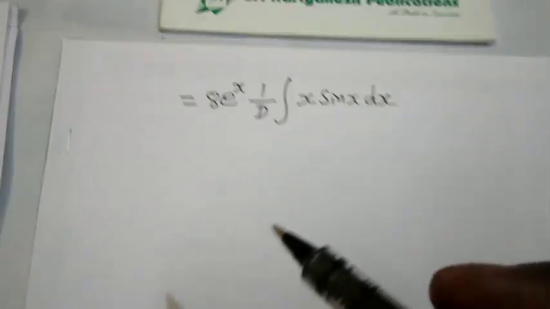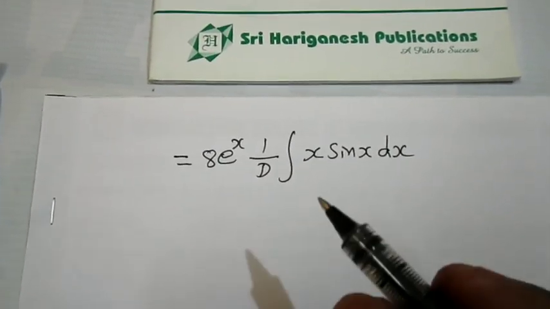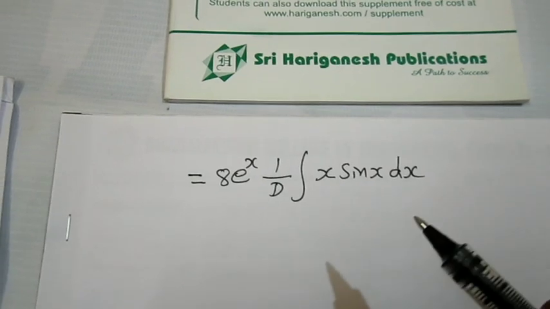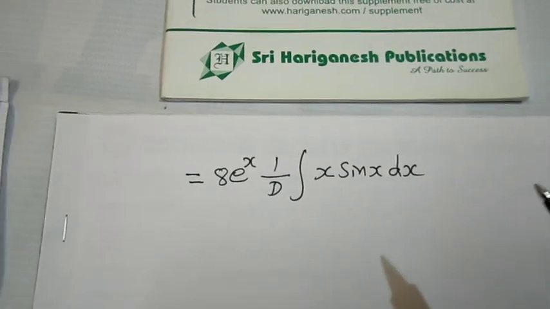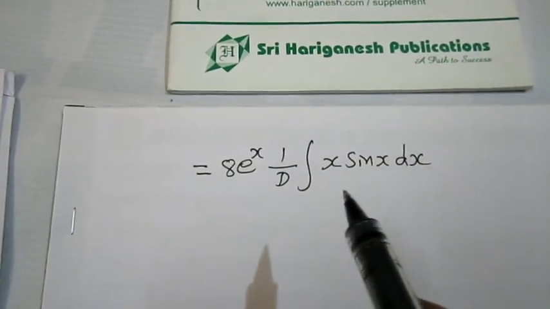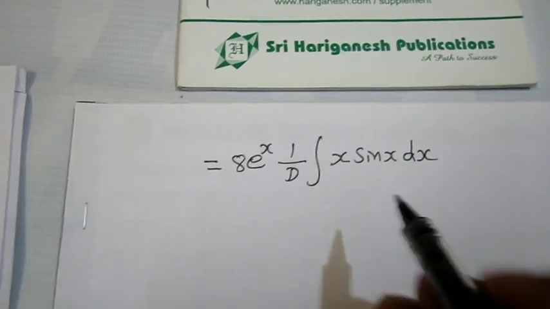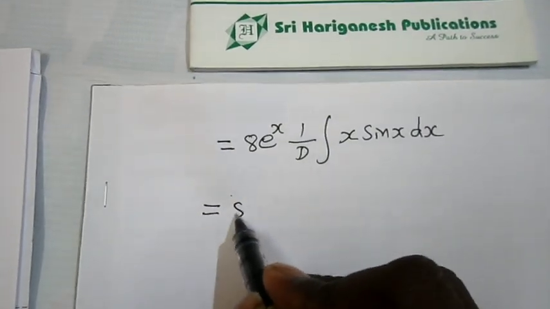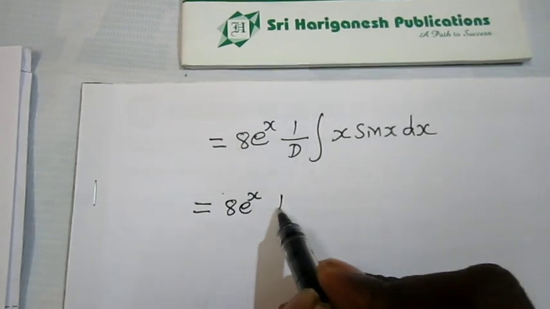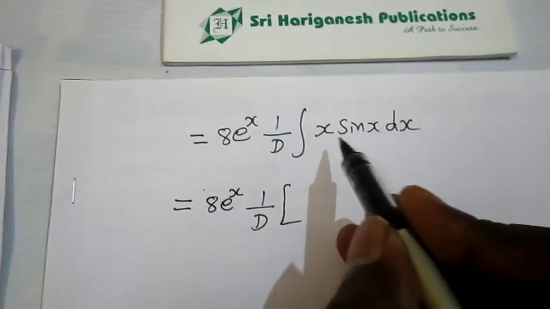So here also I am going to apply Bernoulli's method. If possible, you can apply integration by parts also, but I am going to apply only Bernoulli's method. So 8 into e power of x, 1 by D. Here I am going to apply Bernoulli's method.